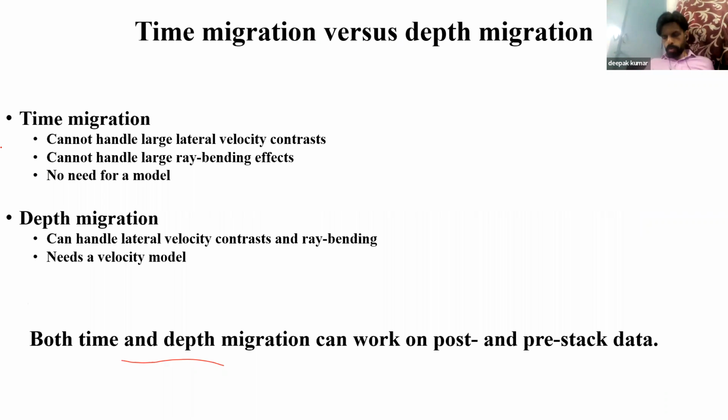But two types of migration are very important for data processing or interpretation. One is time migrated data and the other is depth migrated data. Sometimes time migrated data gives better resolution, but in most cases, depth migrated data gives very high resolution of the stack section. So we do both, time migration and depth migration, and we compare which one is giving better output. So we keep that.